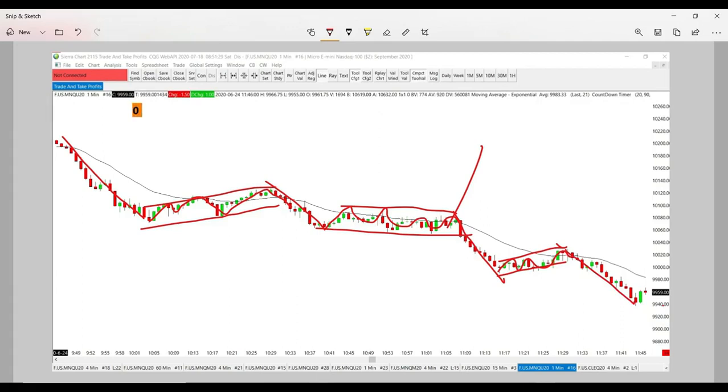Now, sometimes it won't give you that zigzag pattern, but you will see it if you trade the markets. So let me show you guys another example.